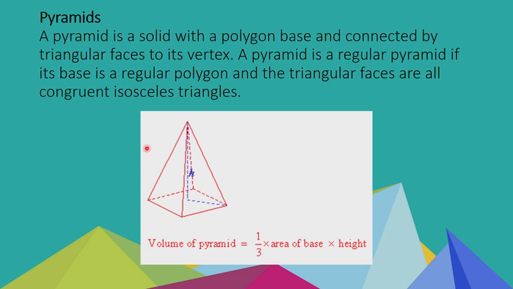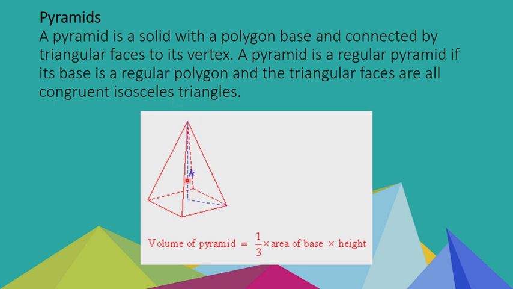And next, pyramids. A pyramid is a solid with a polygon base connected by triangular faces to its vertex. A pyramid is a regular pyramid if its base is a regular polygon and the triangular faces are all congruent isosceles triangles.